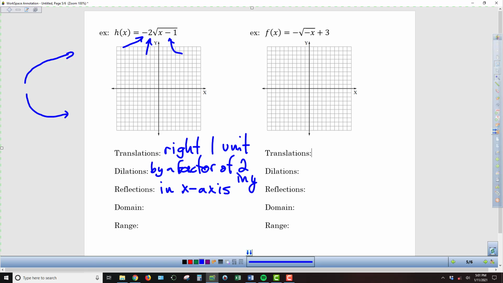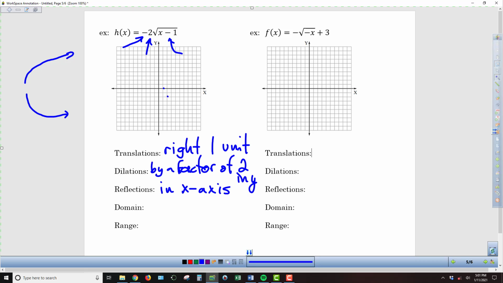So that is going to affect our starting point. So we're going to go to the right 1 unit, and that's where our graph is going to start. And then from there, we're going to go to the right 1, but then we're going to go down instead of up because of the reflection, and we're going to go down 2 instead of just 1 unit because of the dilation.